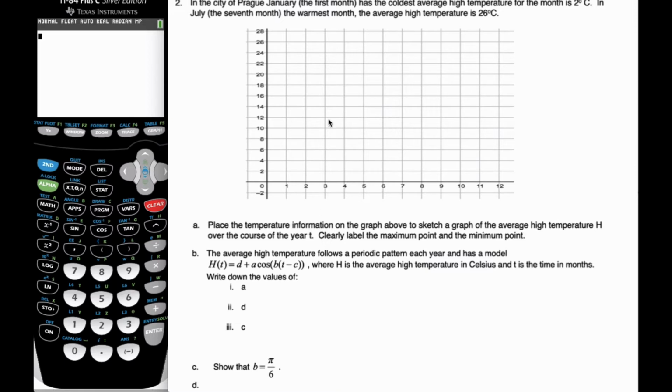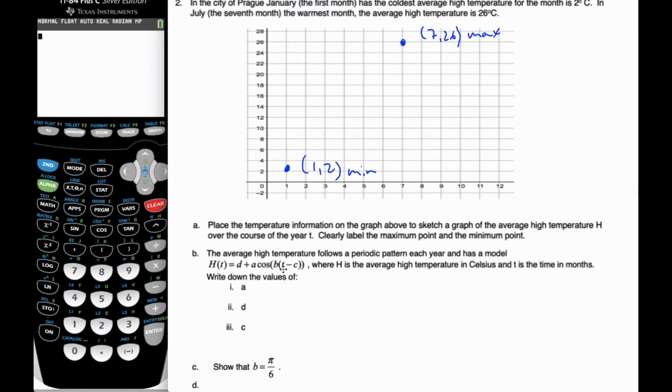of the year. All right, so at 2 degrees, here's January, here is 1, 2, and it's a min. And I also know the maximum is 7, 26. So that is going to be up here. This is 7, 26, and it is the maximum.